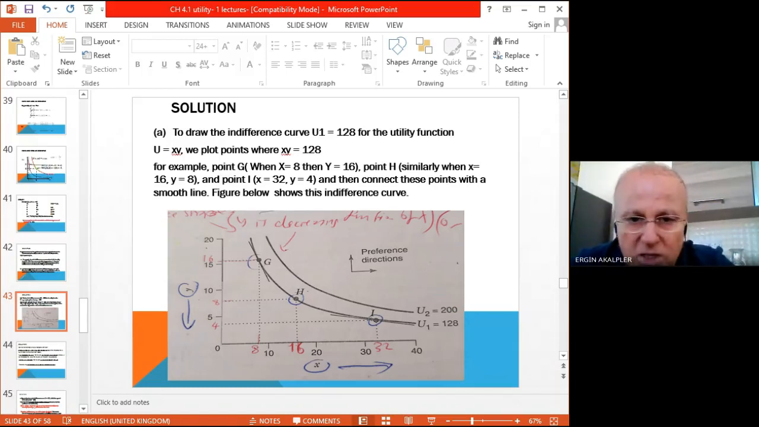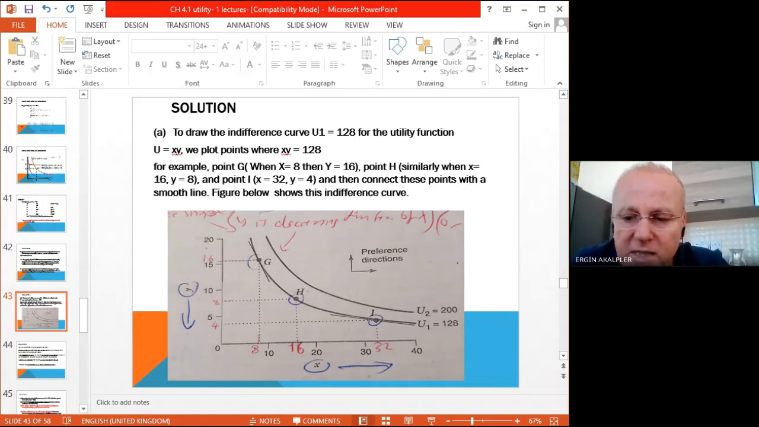And for point H, similarly, when x is 16 and y is 8, you do the same again for calculating, because x multiplied by y is equal to 128, and you have to put in either x equal 8 or y equal 16 for calculating each other. Then connect these points with a smooth line for the indifference curve, and we are illustrating this indifference curve as it is given in the first scenario.